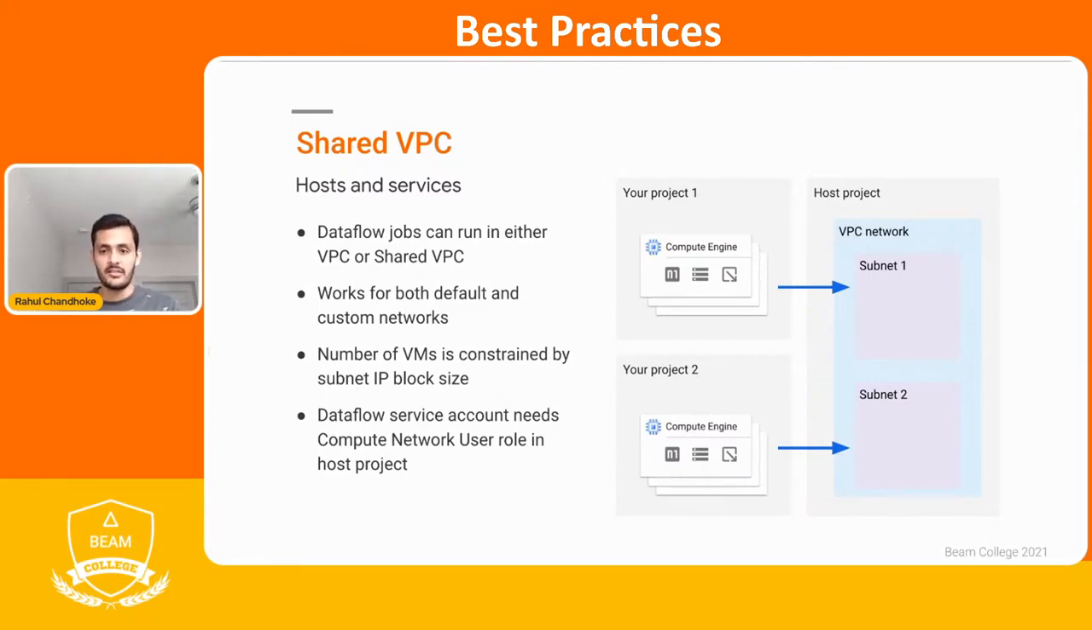Another thing is the number of VMs that you can provision is often dependent on the IP block size of the subnetwork that you're using, right? So you want to make sure that the network you use has a large enough IP block so that you can have enough VMs spun up if you need, or your pipeline can autoscale to as many VMs as it needs, or is set by the max number of workers.